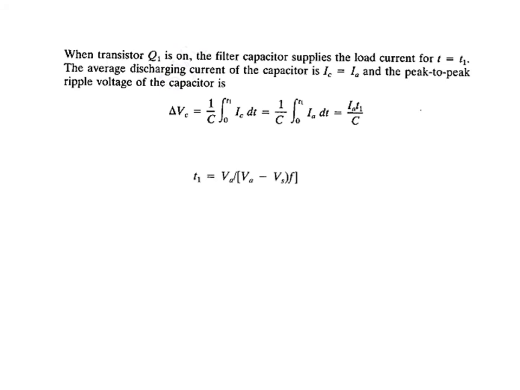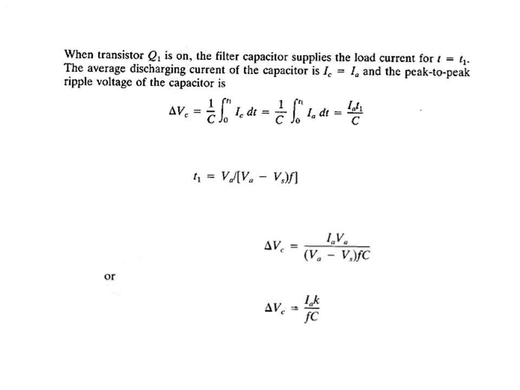For time interval T1 = Va/((Va - Vs) f), the ripple voltage for the capacitor can be found as ΔVc = Ia Va/((Va - Vs) f C). And in terms of duty cycle, the ripple voltage for the capacitor is calculated as ΔVc = Ia k/(f C).